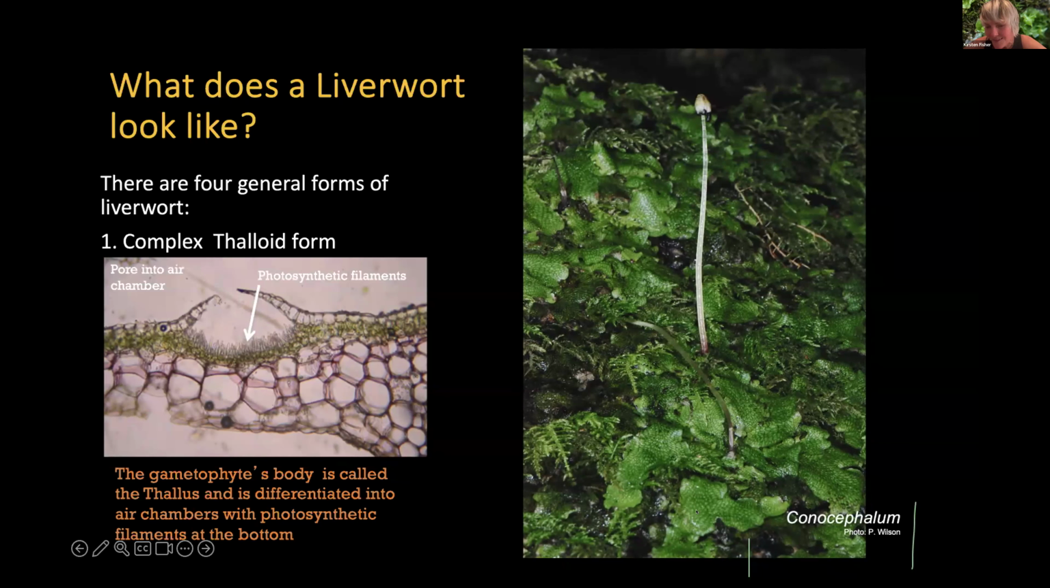I don't know how easily you can see it, but it looks kind of like lizard skin or something. There are these little speckles on here. Those are all those little pores that you're seeing on the surface of the thalloid liverwort. These guys are differentiated into an upper part of the thallus and a lower part. So they have a complex, as the name suggests, thalloid form.